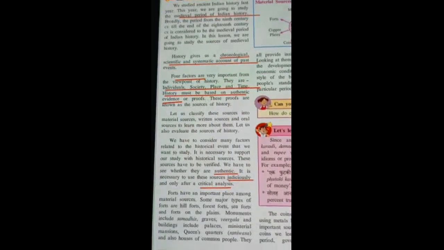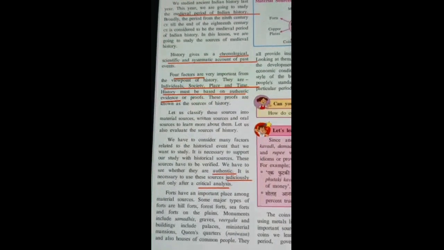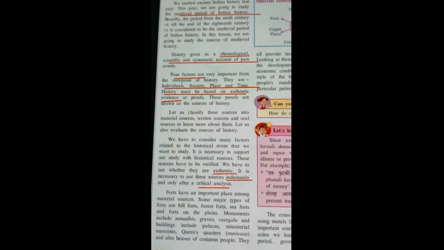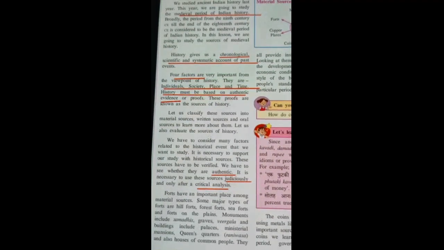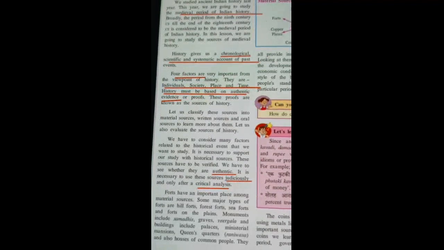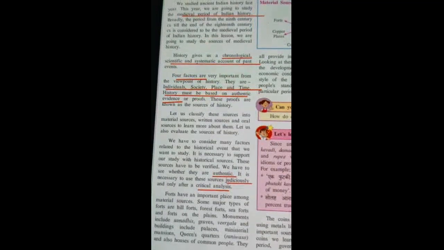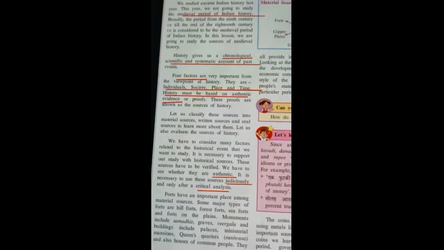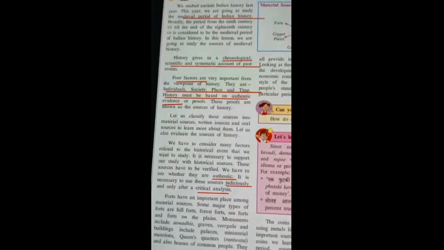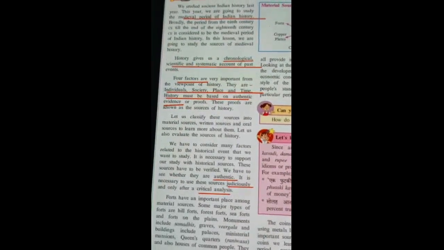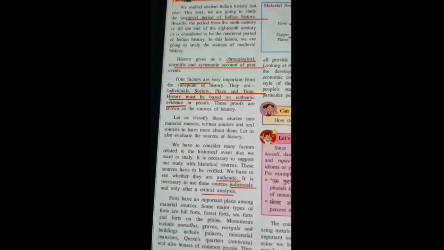Now we have to consider many factors before we use the sources of history and verify to see whether they are authentic, genuine, and use them judiciously, wisely, only after a critical analysis. So now, before we learn more about the different sources of history, watch this informative video.